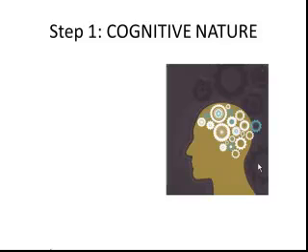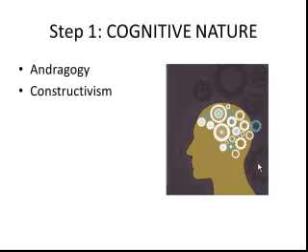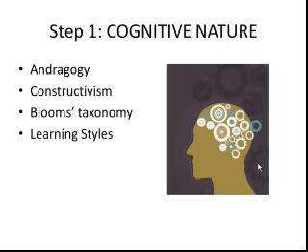So, cognitive nature. When we talk about cognitive nature, we need to take into account andragogy, constructivism, Bloom's taxonomy, learning styles, and community. Andragogy takes into account how adults learn. Adults want to know why they're learning something. They want to be responsible for their own decisions and have self-direction. They also want to bring something to the course, like their life experiences. And they also want to use a problem-based approach where they can learn something that can help them in their work.